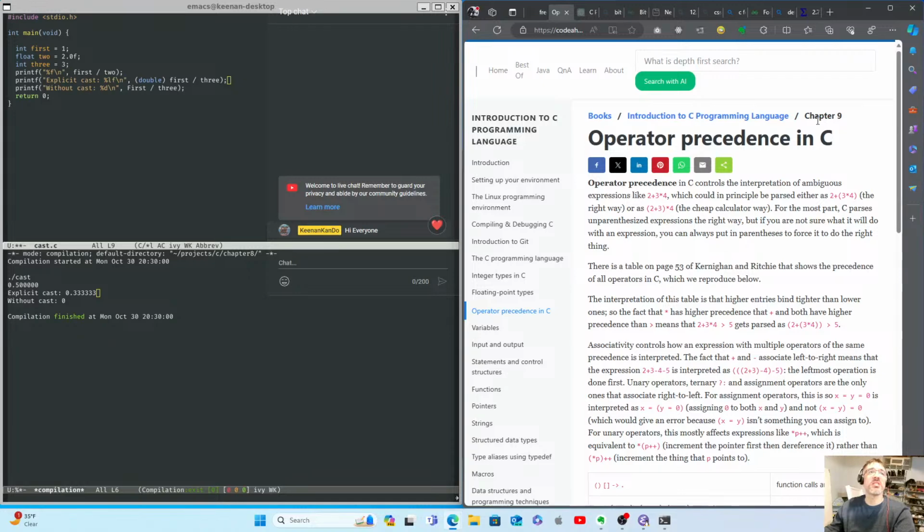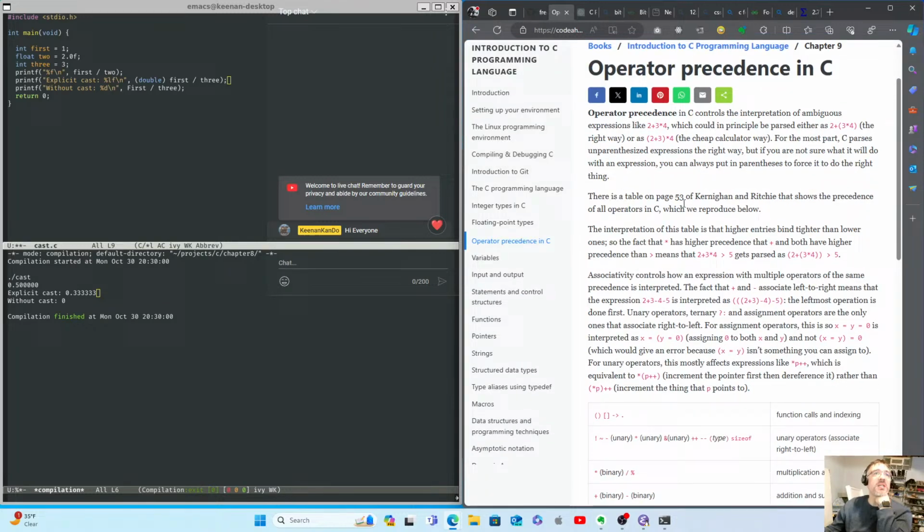Operator precedence in C, chapter 9. Operator precedence in C controls the interpretation of ambiguous expressions like 2 plus 3 times 4, which could in principle be parsed either as 2 plus the product of 3 times 4, the right way, or the summation of 2 plus 3, times 4, the cheap calculator way. For the most part, C parses unparenthesized expressions the right way, but if you are not sure what it will do with an expression, you can always put it in parentheses to force it to do the right thing. That makes sense.